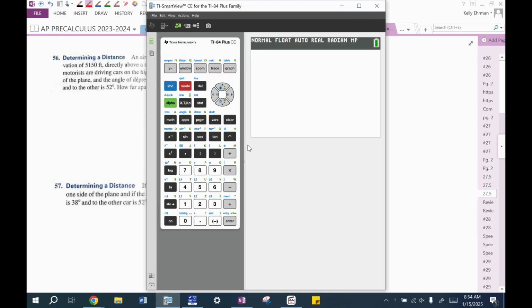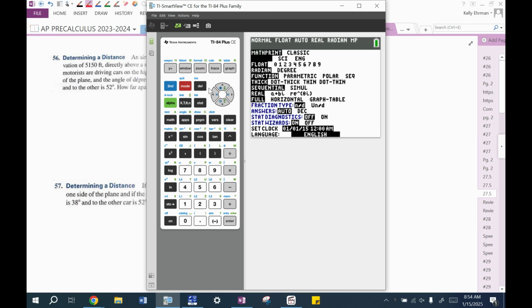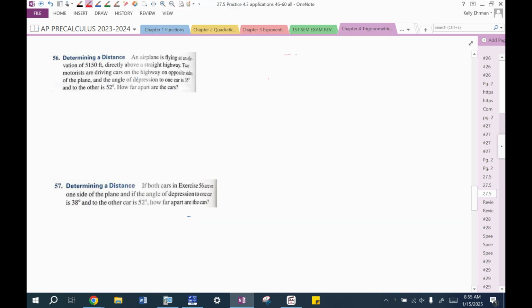So first, check your calculator. Mine's in radian mode. It needs to be in degree. So I'm going to press mode, enter degree. I will remind you about this on quiz day as well. Okay, so first we need a picture.